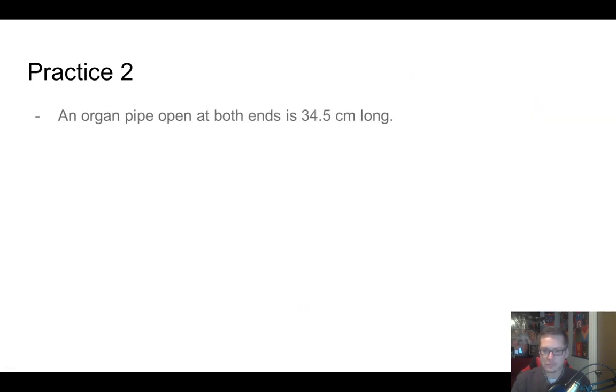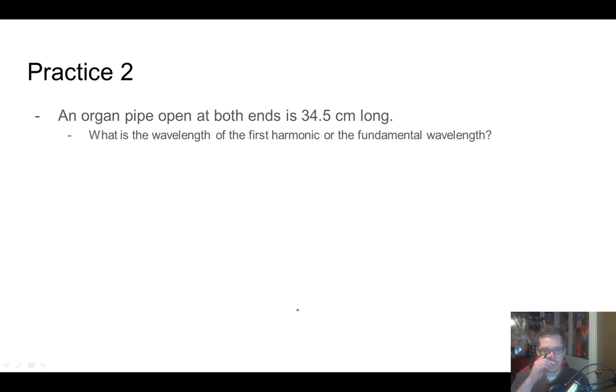All right, an organ pipe open at both ends is 34.5 centimeters long. What is the wavelength of the first harmonic? Well, with the pipe open at both ends, the wavelength is still equal to 2L. So we'll get the exact same wavelength as we did before. All right, still 0.690 meters.